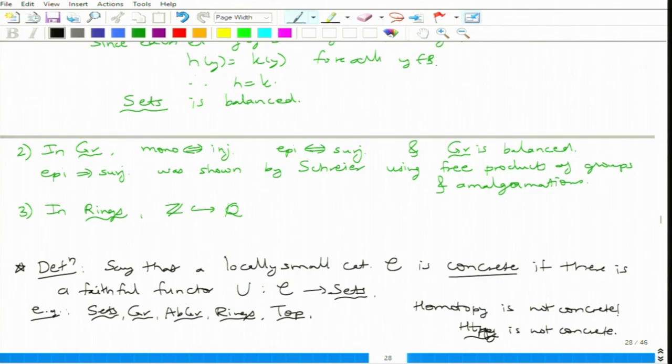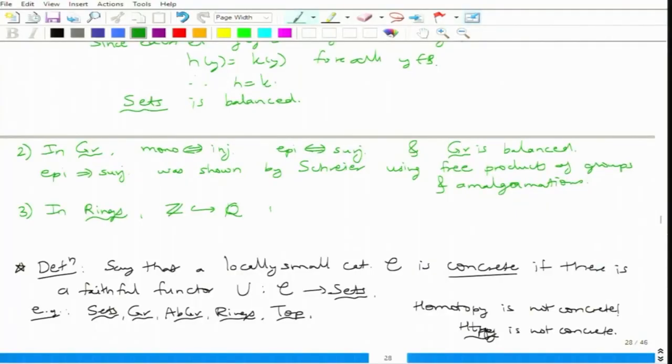Okay, now let's come back to the original thing that we were doing. This particular morphism Z to Q is injective, so therefore it is a monomorphism, but in addition it is also an epimorphism. It is a bimorphism, but not an isomorphism. Obviously, it is not an isomorphism. Why is it an epimorphism in particular?